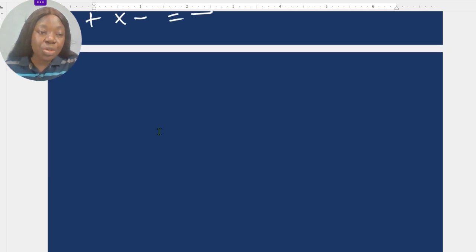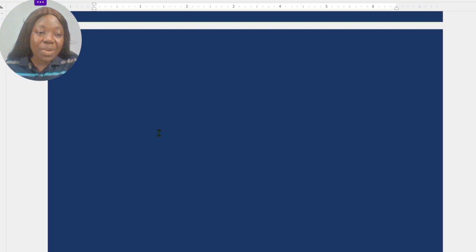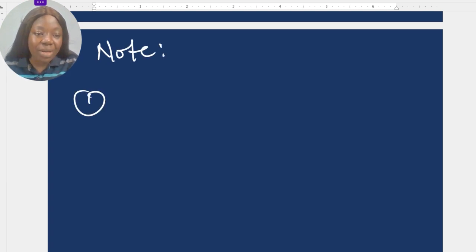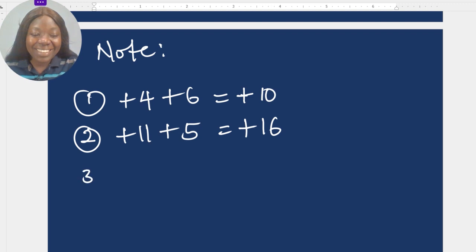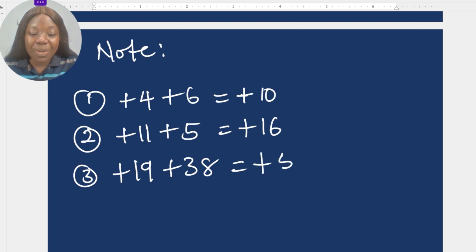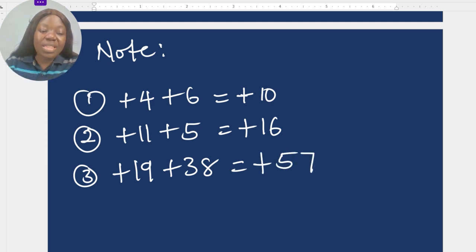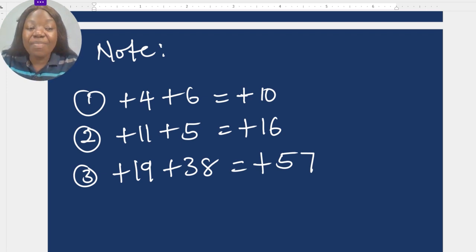Now before we go to adding and subtracting positive and negative numbers, I want you to take note of this also. Everybody look at the screen. Look at the first one. Plus 4 plus 6 is equal to plus 10. Plus 11 plus 5 is equal to plus 16. Plus 19 plus 38 is equal to plus 57. So these have to do with plus.